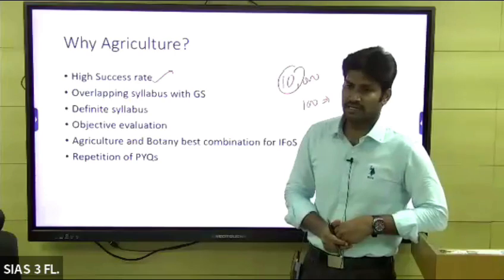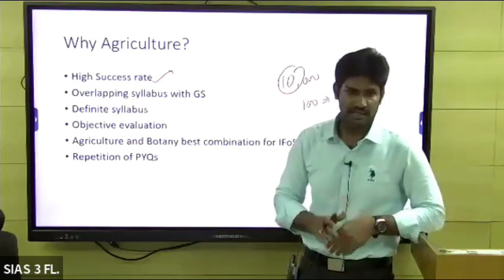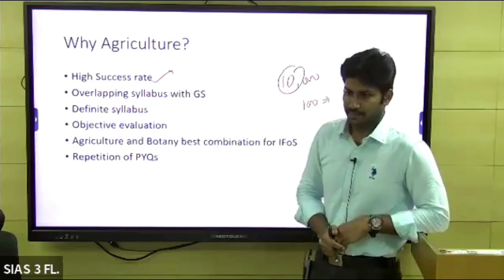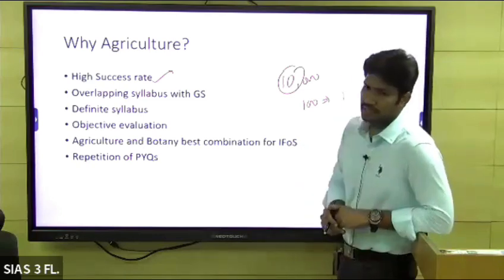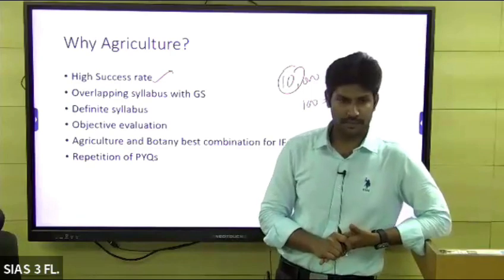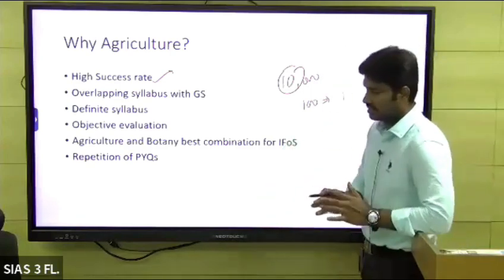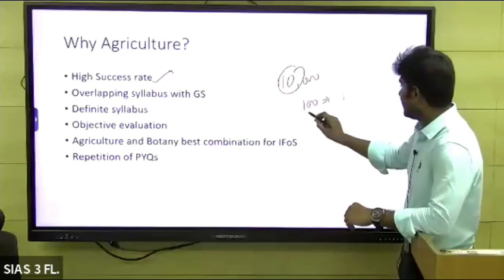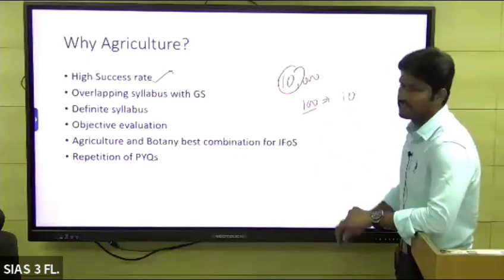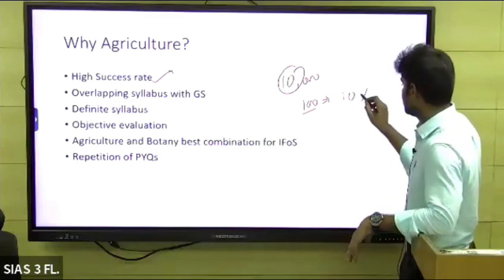From our academy alone, more than 10 students cleared the CSE with the agriculture optional, both the IAS and the forest service. And our student scored the highest mark in agriculture optional, 285 last year. One of the highest marks in agriculture optional. Recently the result was good. Out of 100 candidates, more than 10 candidates cleared in the final result. So the success rate is around 10%.